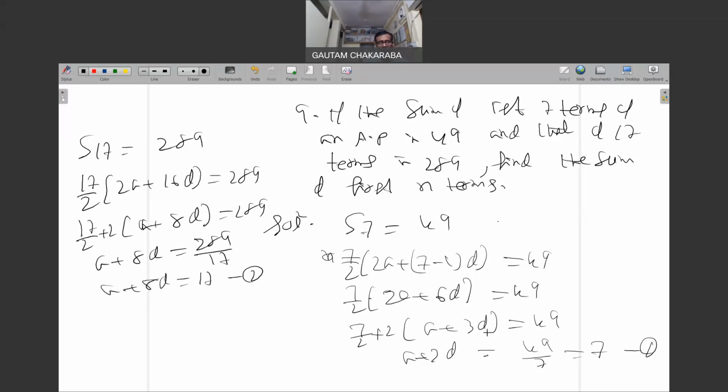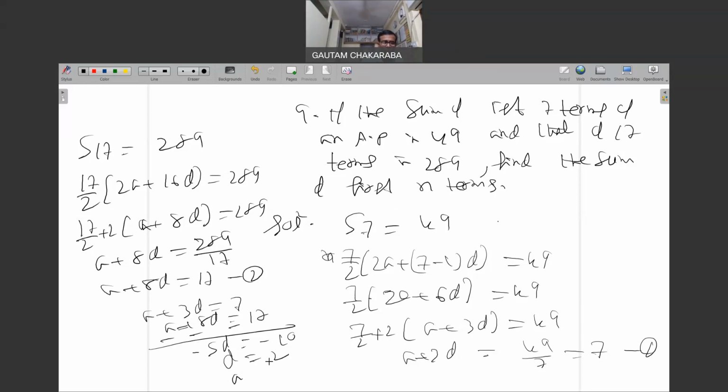This is equation 17. Now solving these two equations, after that you can find the sum of first n terms, because you need a and d. Okay, subtract. So minus 5d is equal to minus 10.